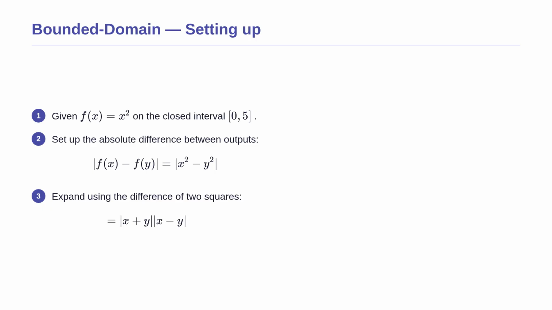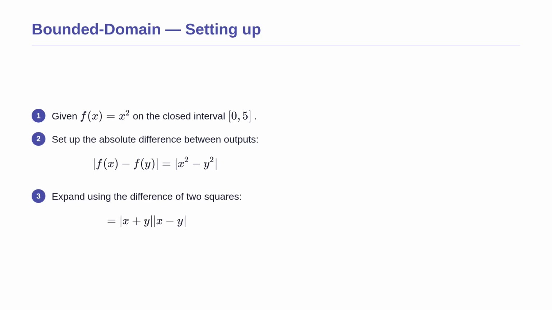We are given the quadratic function f of x equals x squared. Unlike the previous example, our domain is restricted to the closed and bounded interval from 0 to 5. We will prove this manually to see exactly how the bounded domain saves us.